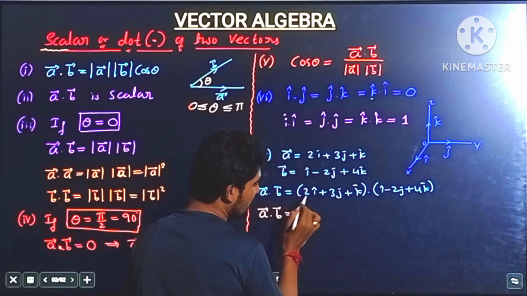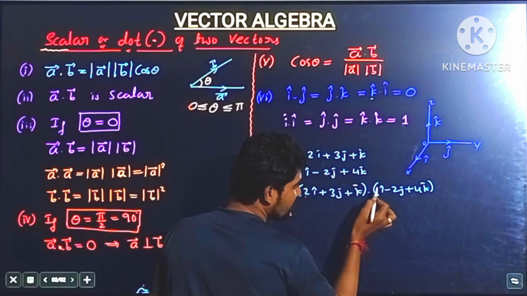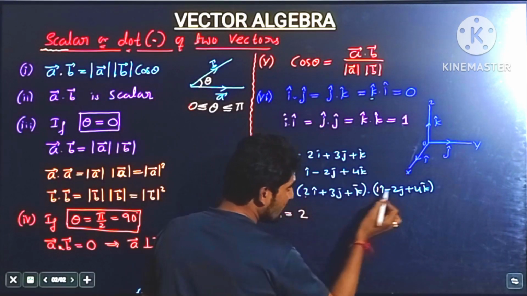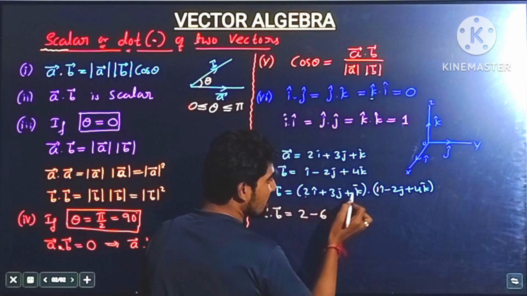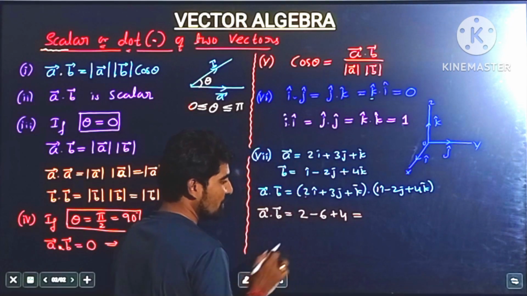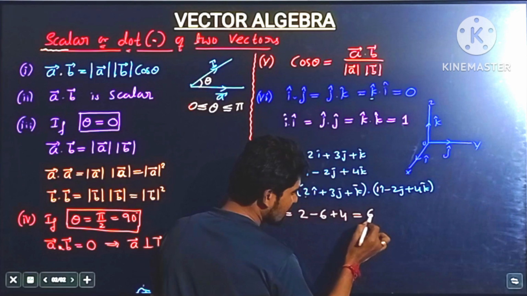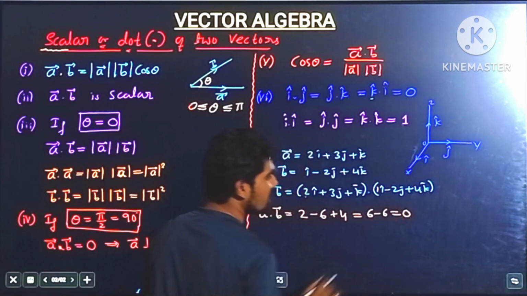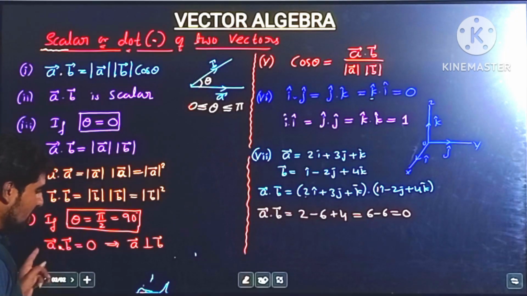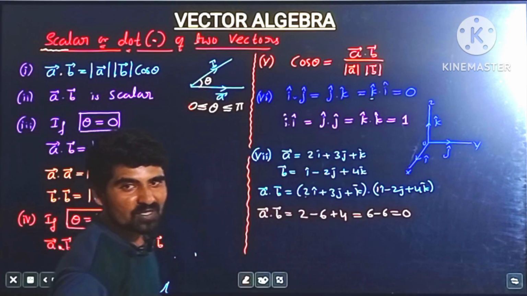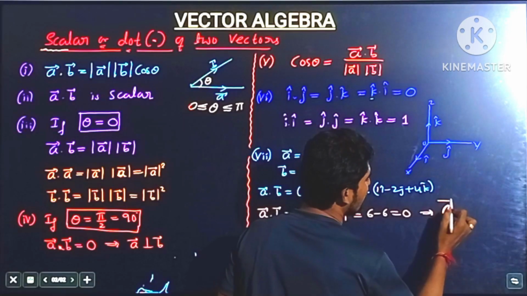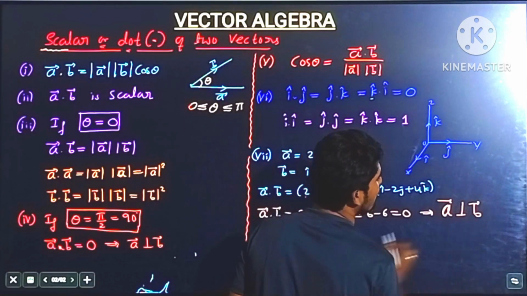So here the coefficient of i is 2 and here the coefficient of i is 1. So 2 into 1 is 2. Similarly, 3 into minus 2 is minus 6. So 1 into 4 is 4. So therefore, the value of A vector dot B vector, 2 plus 4 is 6 minus 6, the value of A vector dot B vector is equals to 0. And one more thing, observe here, if the dot product of any two vectors is 0, then those two vectors are perpendicular. It means these two vectors, A vector and B vector, are perpendicular to each other.